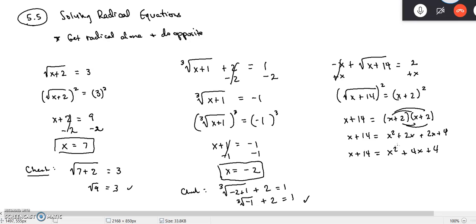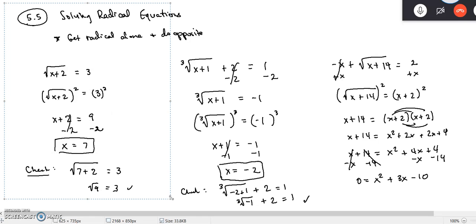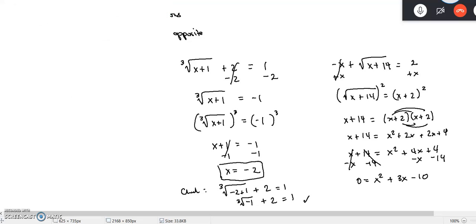This is a quadratic. You know that because you see the x squared. So that means we're going to move everything to one side and factor. So let's move this stuff over. I'm going to have 0 equals x squared plus 3x minus 10. Okay, so we've got 0 equals x squared plus 3x minus 10.